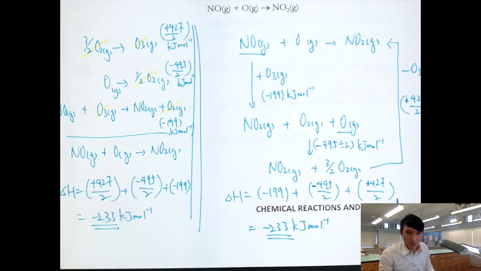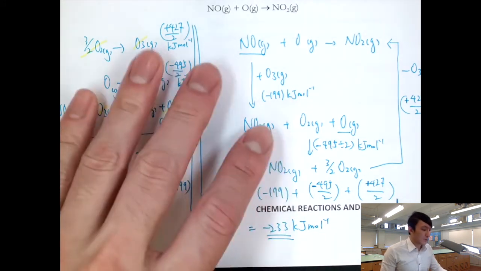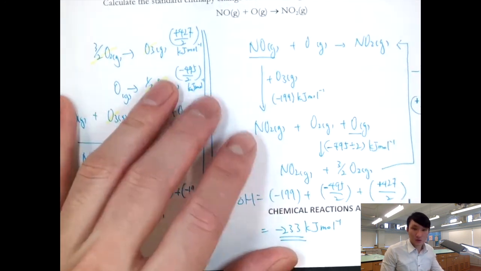Okay, so this is how it works. So you see, it's all about practice and being extra careful. Always double check, especially the sign. When you flip it, you have to flip the sign as well. Okay? So that's it for the practice question, and that is also the end of the video.